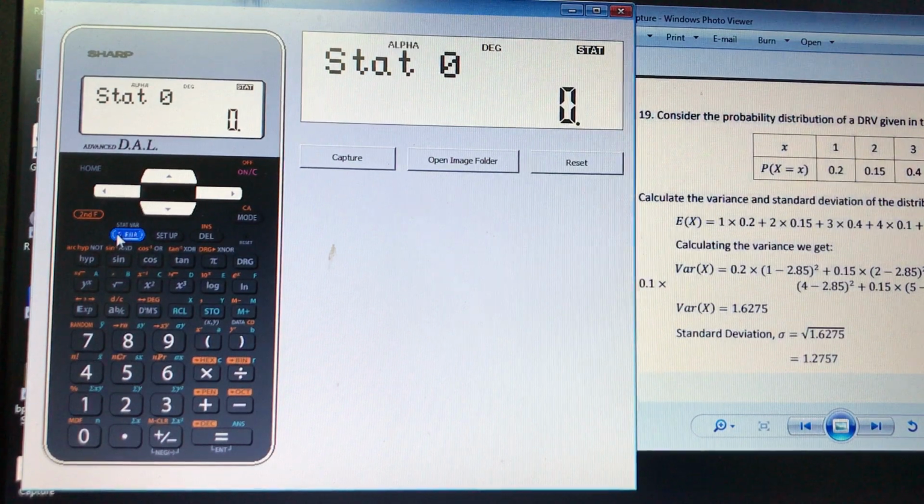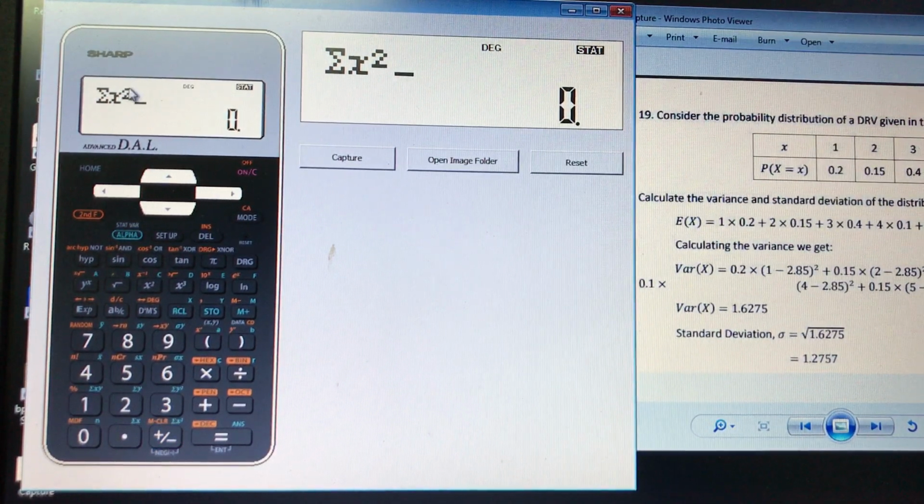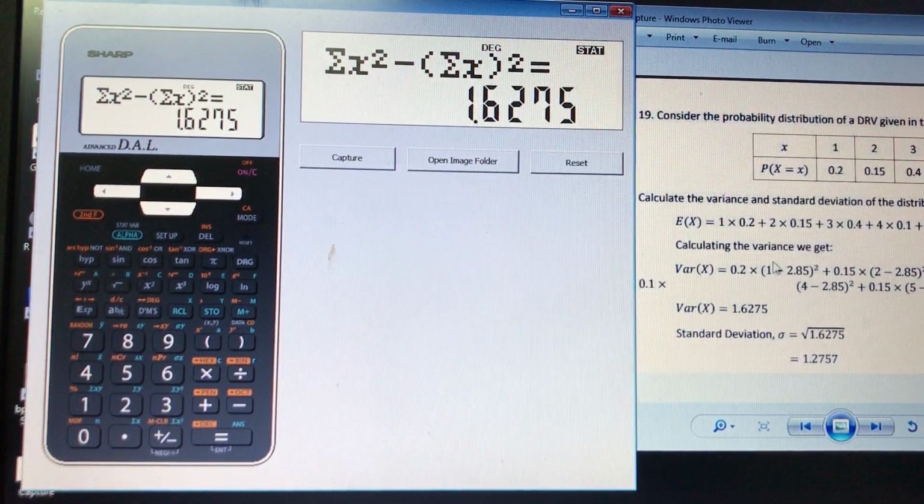So what I'm going to do is E of x squared, so that's 1 squared times 0.2 plus 2 squared times 0.15 and so on and so forth. And from that I'm going to subtract my expected value. Actually, let's just delete that. I'm going to put my expected value in brackets and square the result. When we get that, we get 1.6275, which is the variance.